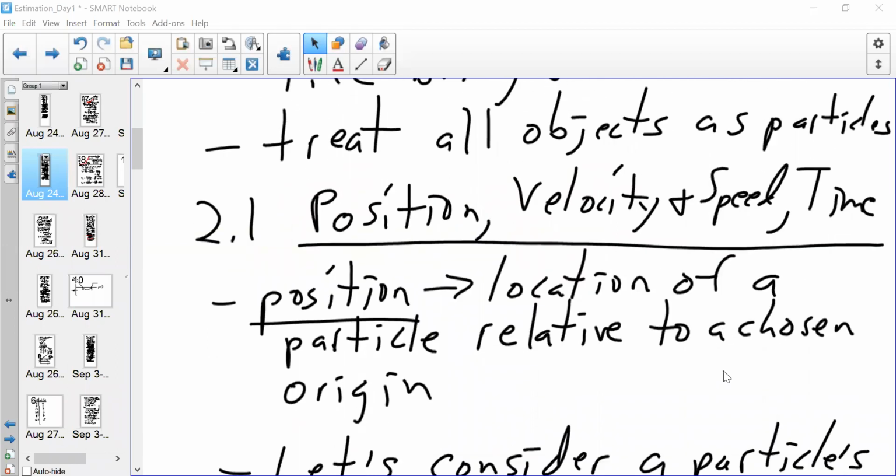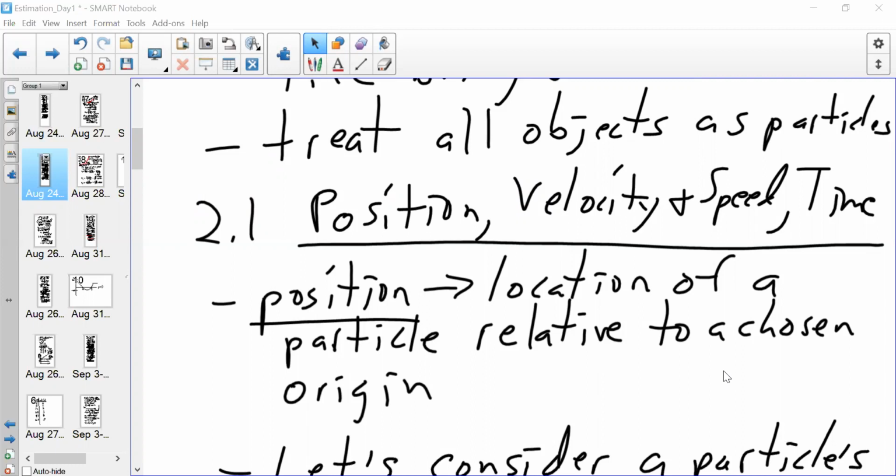So again, the definition of position is that it's the location of a particle relative to a chosen origin. Now, in math classes, our origin is the 0, the middle of the graph. But in physics, we can choose any place to be our origin. It's an orientation or a frame of reference. I don't want to start at 0. I want to start at 2. And then I want to now travel to 5.